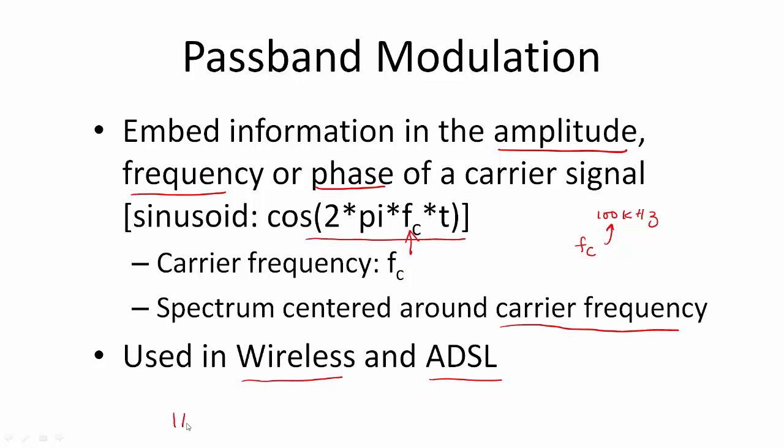Suppose you are given the data 1101 and a carrier signal cos 2 pi fct, and let's say you want to send this information using this carrier, and let's also say you want to make use of the amplitude of this to convey this data. Think carefully, how are you going to go about it? It's not at all difficult.